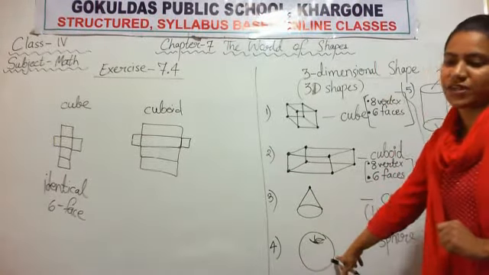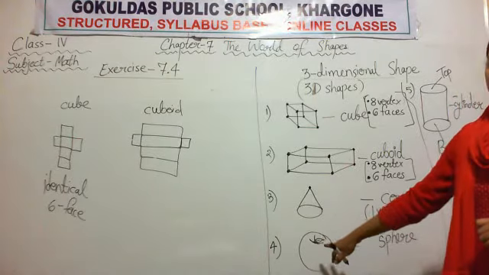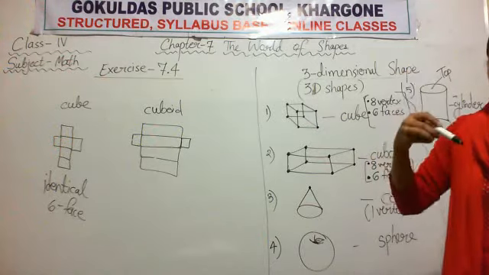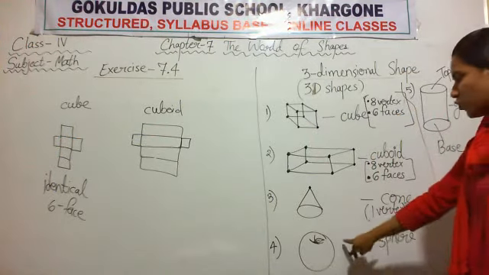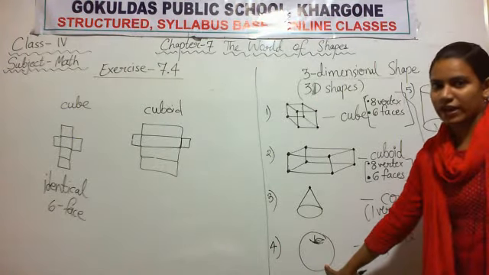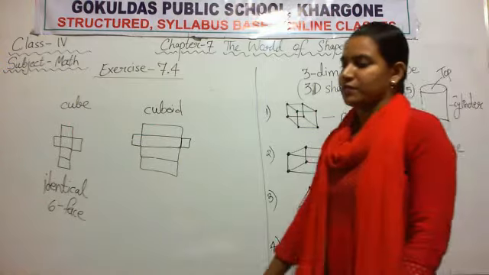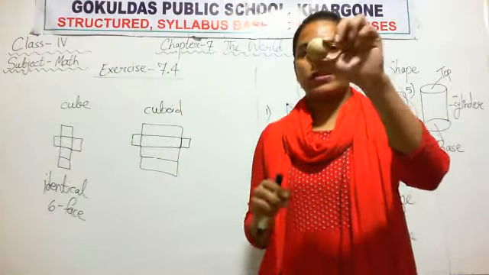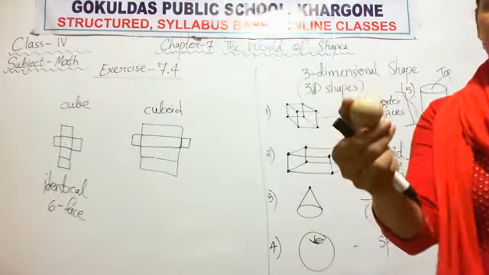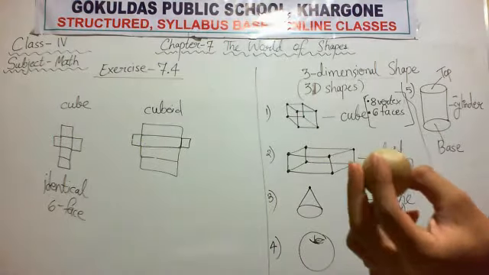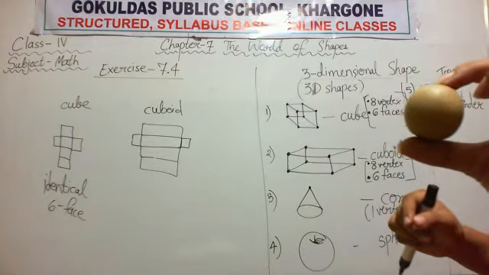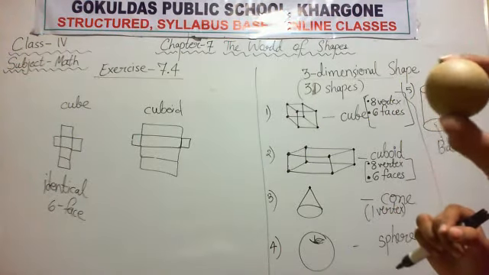Okay. Now next shape is sphere. Sphere is simply a curve. It has no edge and no vertex. There is no vertex in sphere. See, no straight lines are there. No meeting point is there. It is a curved surface. See, no straight line is there. No meeting point is there. Means it has no vertex and no edge.